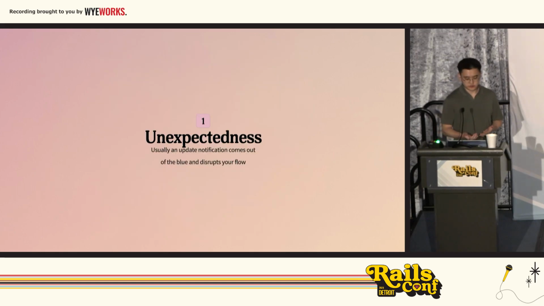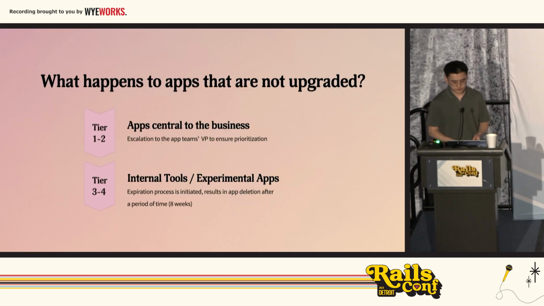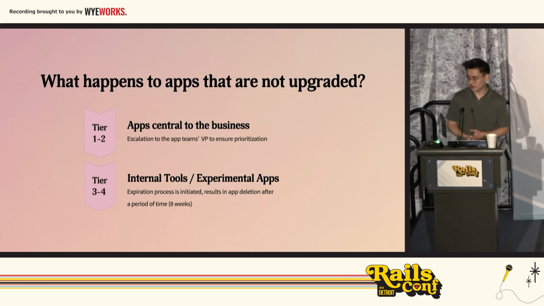An upgrade calendar just makes sense intuitively. Providing a consistent cadence for app owners helps to alleviate some of that unexpectedness we mentioned earlier. So what happens to apps then that are not upgraded by the deadline? Our framework for applications not upgraded by the deadline is as follows. For tier 1 and 2 apps that are central to the business, if not upgraded, they'll get escalated to the app team's VP to ensure that the work can get prioritized. For tier 3 and 4 apps that are either internal tools, experimental, or test applications, an expiry process is initiated. If they are not upgraded by the deadline after a period of time, they will be deleted.